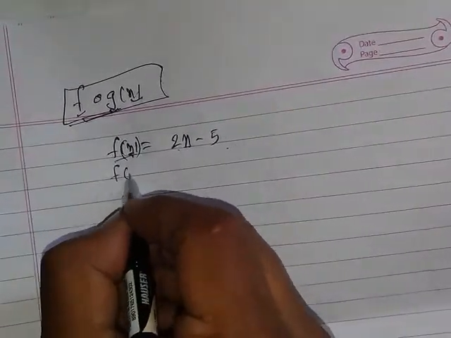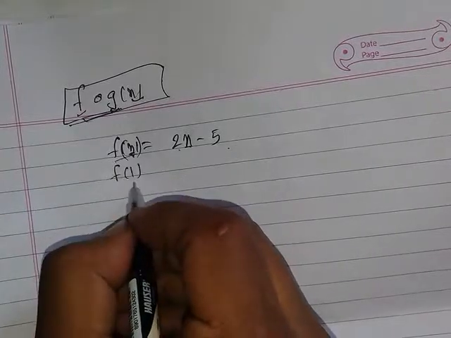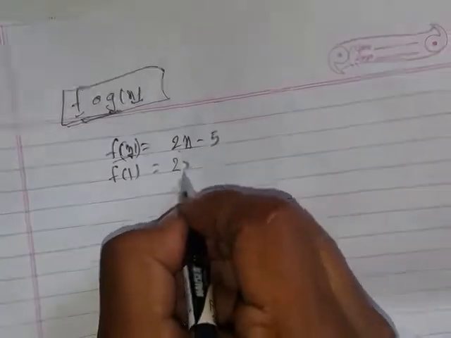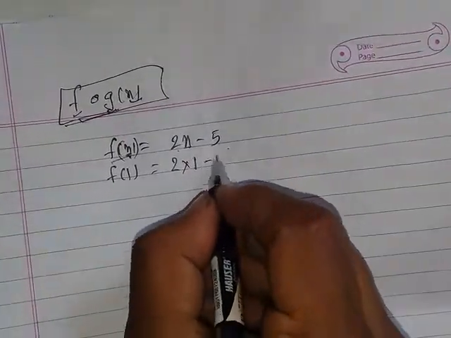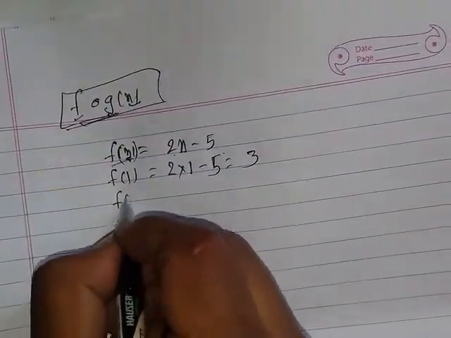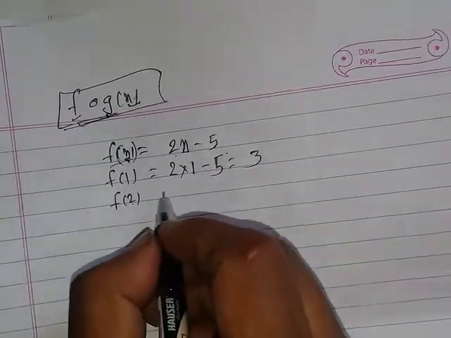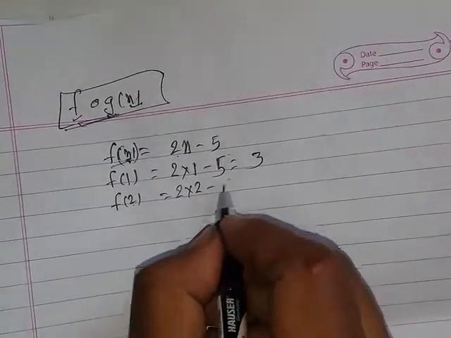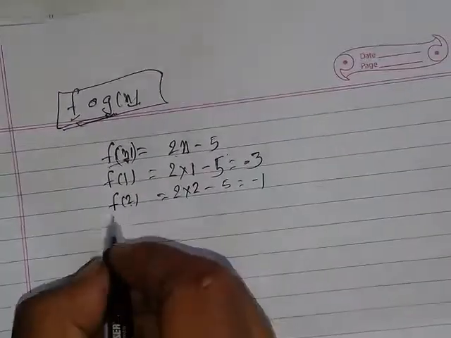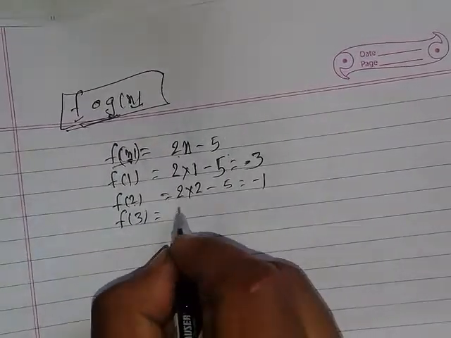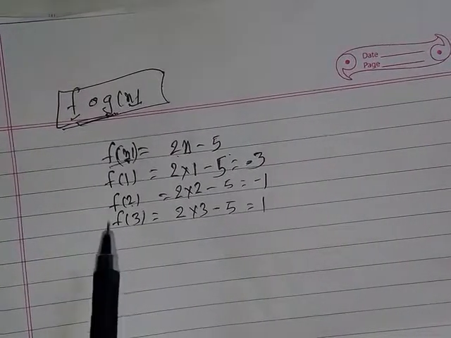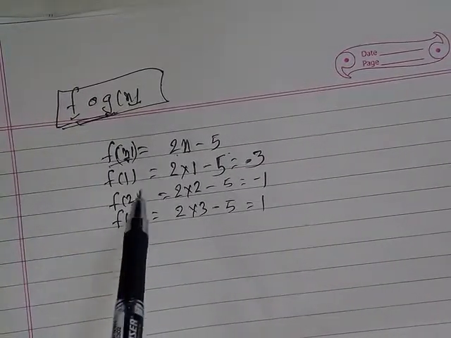For example, f of 1. Inside the bracket there is x, and here inside the bracket there is 1. So x equals 1, you can suppose like this. So 2 times 1 minus 5 equals 2 minus 5, which is minus 3. f of 2: here x is replaced by 2, so we do 2 into 2 minus 5 equals 4 minus 5, which is minus 1. f of 3: 2 into 3 minus 5 equals 1. So what we have seen here is that whatever value replaces x in the bracket replaces this x.